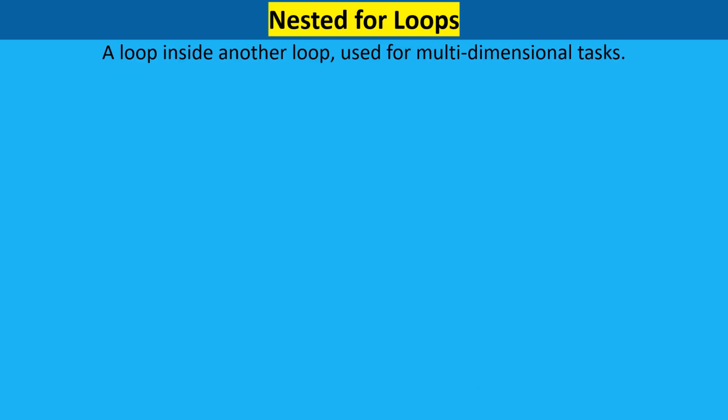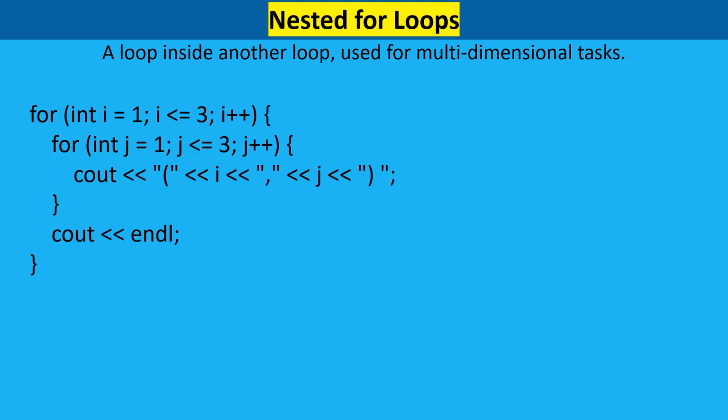Nested for loop. A loop inside another loop used for multi-dimensional tasks. Nested loops are essential for solving multi-dimensional problems. In the example below, the outer loop i tracks rows and the inner loop j tracks columns. This structure is useful for tasks like matrix multiplication or creating graphical patterns.